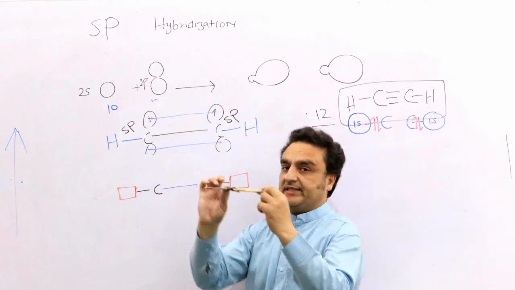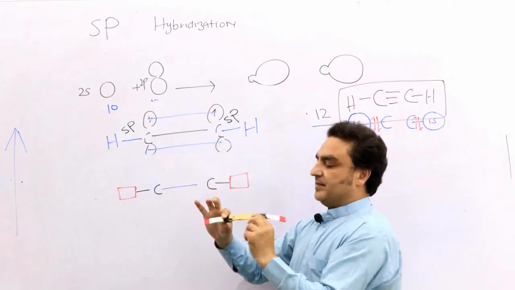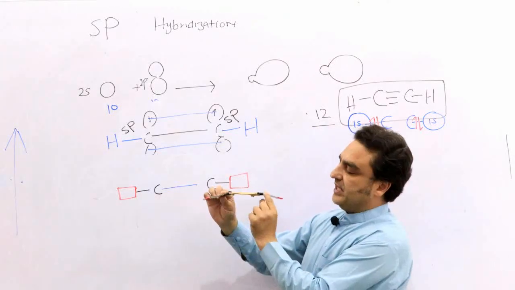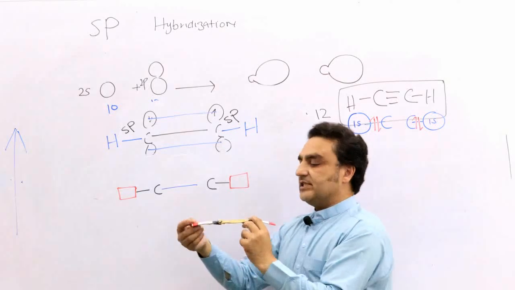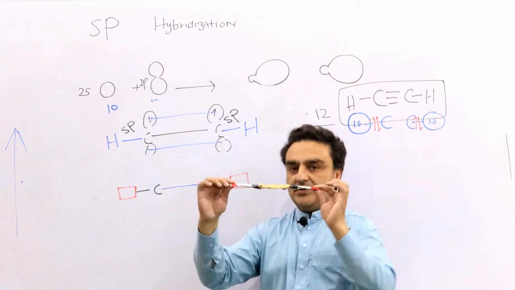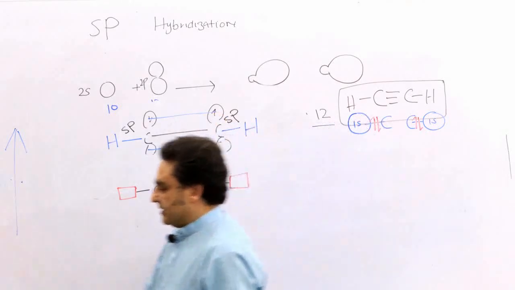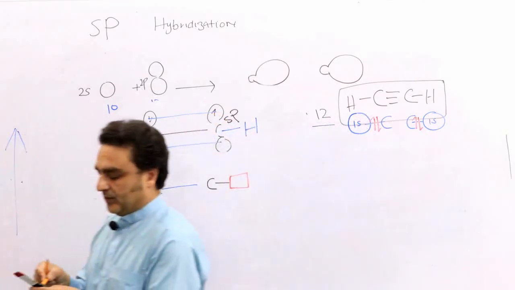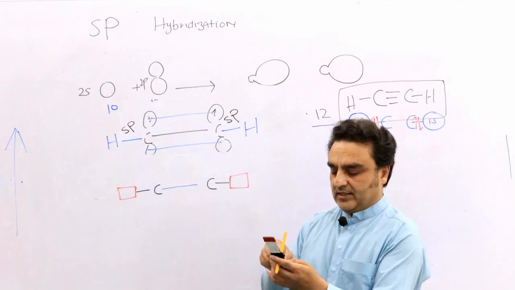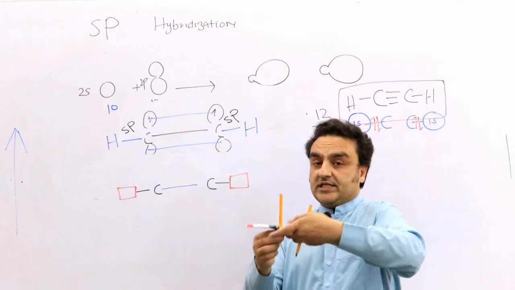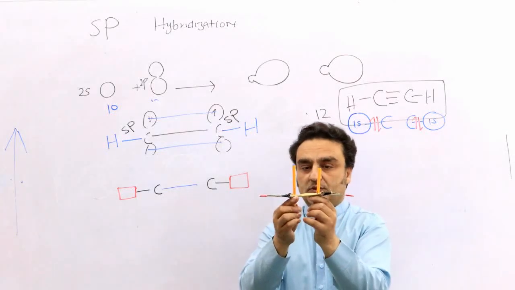Now I am holding it like this. This is carbon, the black one, this is the other carbon, this red one is hydrogen and this red one is hydrogen, so I am writing like this. What about those p orbitals? Thank God that I have two ball points. Now these are the two orbitals perpendicular to each other.